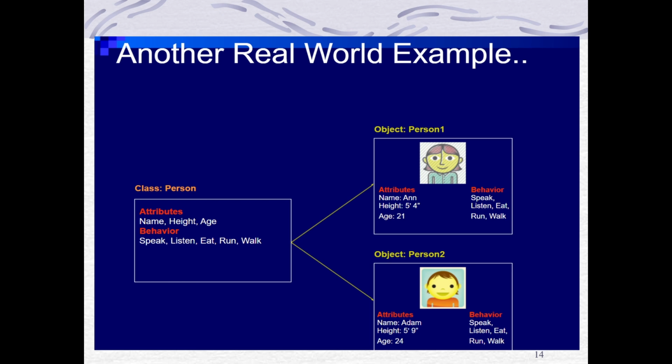The attributes contain name, height and age, and the behavior is that the person is going to speak and listen and eat and run and walk. So these are the behavior of this object. These attributes and behavior are written inside the class. So this is the real world example for class and object. Hope you understand what is a class and what is an object.